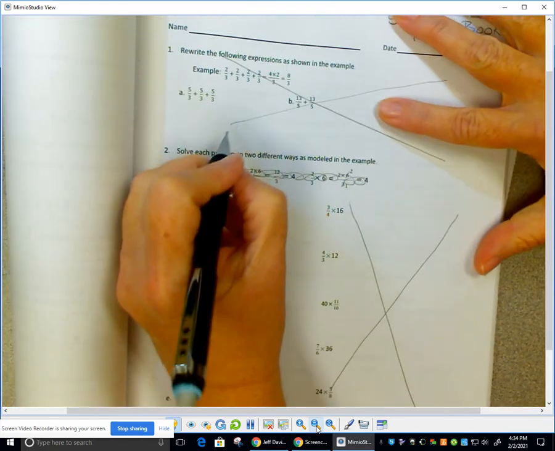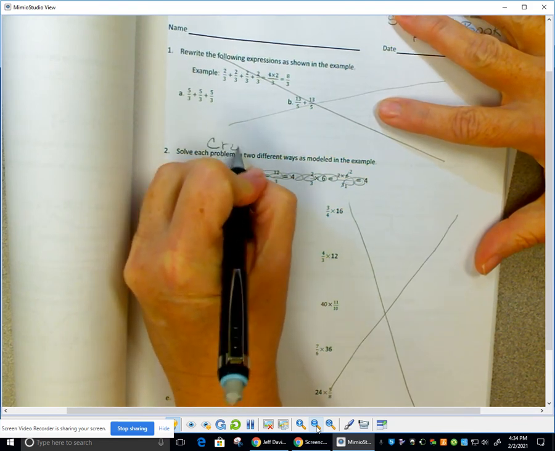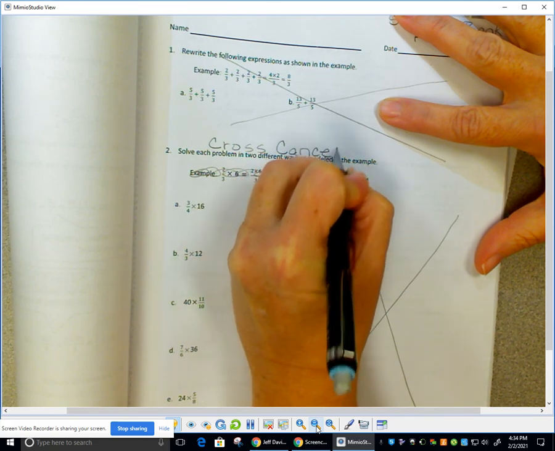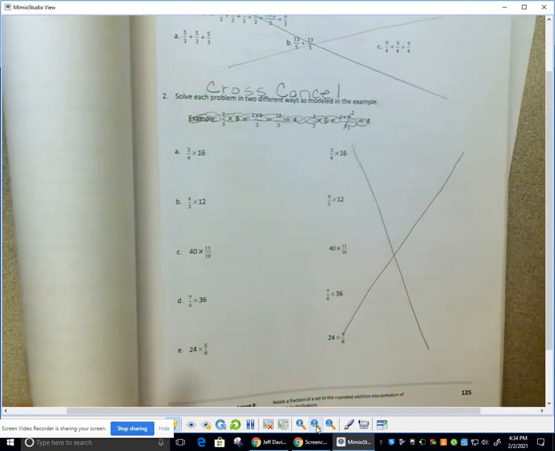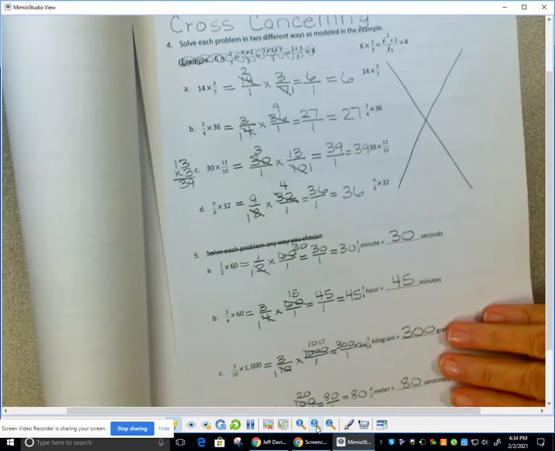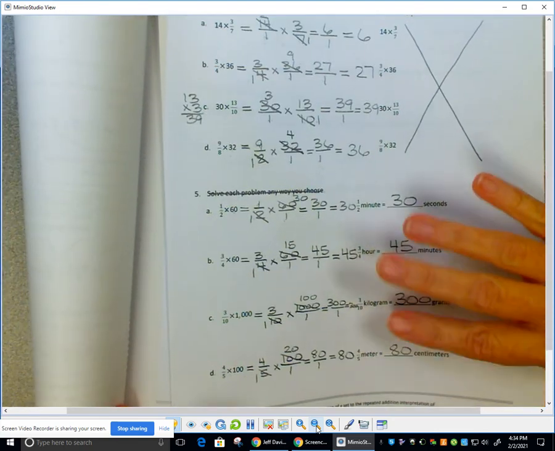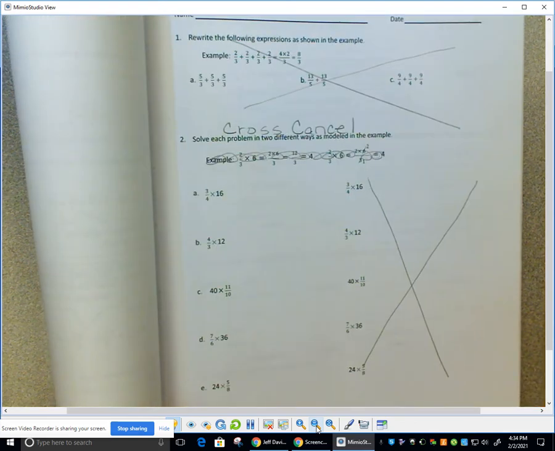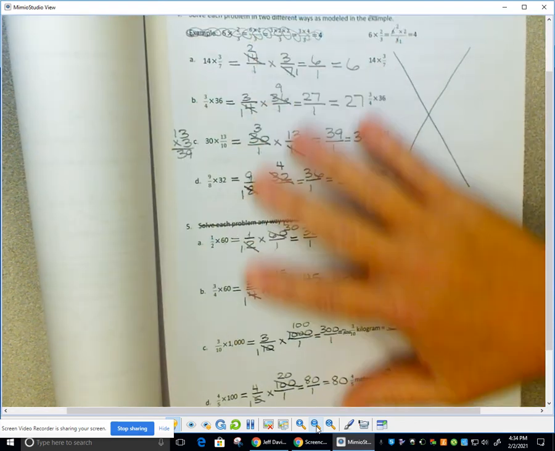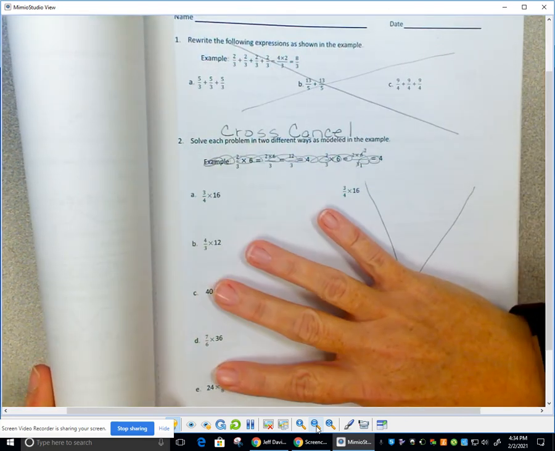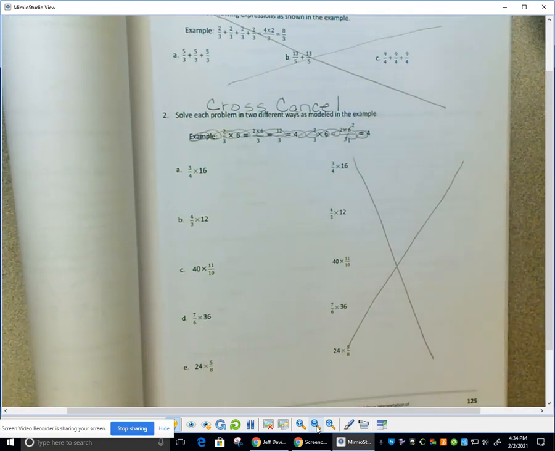And what you're going to do, you're going to practice cross canceling. I want you to cross cancel. Use what we did today in your Learn book. Let this help you. But you're only doing A through E. I want you to take pictures of this page that you did with me, and I want you to take a picture of this page and send it to me when it's complete.